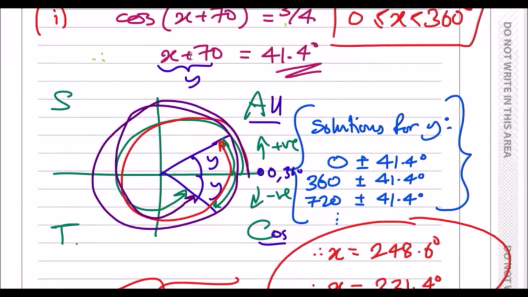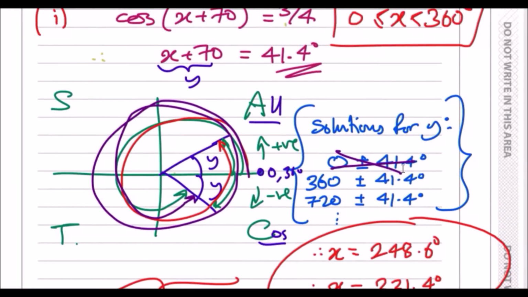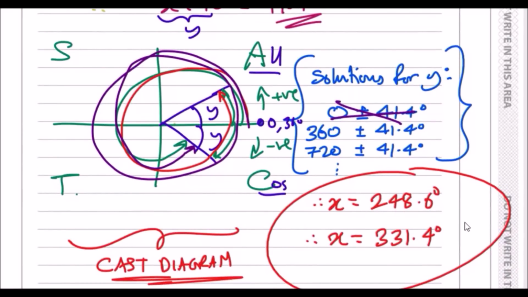However, to find x, now we need to use all of this and subtract them all by 70. So my guess is always start from the top. So let's use the plus value. So 41.4 minus 70 will give us a negative. If we start with minus, again, that's negative. So this first solution is invalid. So using 360, I'm going to use the plus first, yeah? So if you do 360 plus 41.4 minus 70, you should get an x value of 331.